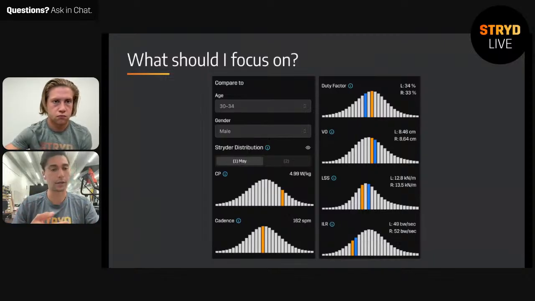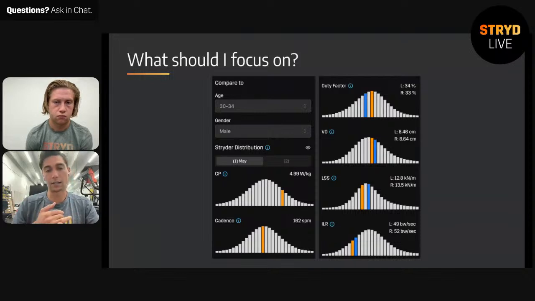ILR is impact loading rate. So that's basically the amount of force that you're absorbing, or the rate at which you're absorbing it. So you can basically think of it as how much force you're loading on either side of your body. The blue is your right foot here, and the orange is your left foot.